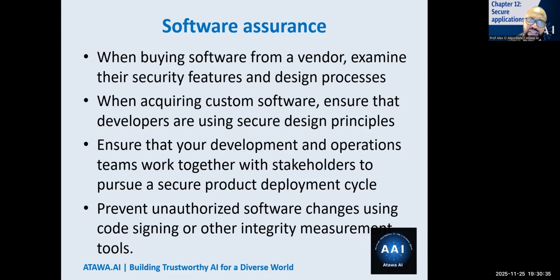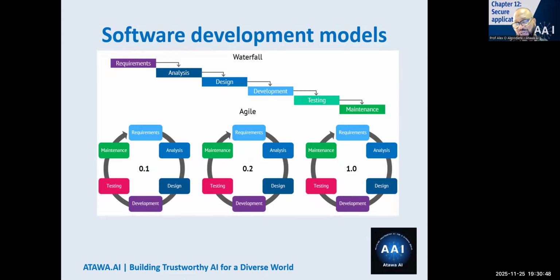For software assurance, when you're buying software from a vendor, examine their security features and their design process. Make sure they are engaged in secure coding principles, so you don't just buy any software out there. I'm not saying only go with established companies, but just make sure you examine their process for developing their code. These are the 2 main software development models. There are other ones, but waterfall is our classic project management.